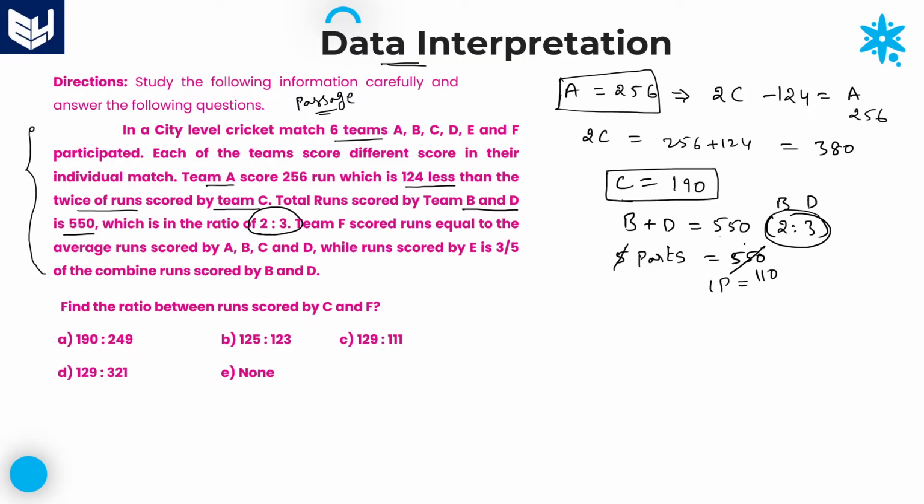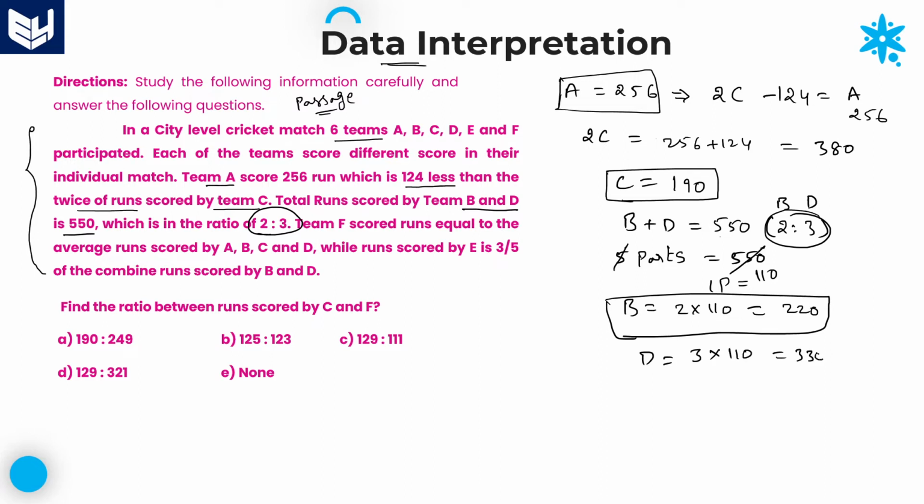Now if you look at this ratio, B has 2 parts. So 2 into 110, 220. These are the runs scored by B. And next, coming to D. D has 3 parts. 1 part is equal to 110, so 3 parts is equal to 3 into 110, which is equal to 330. These are the runs scored by team D.